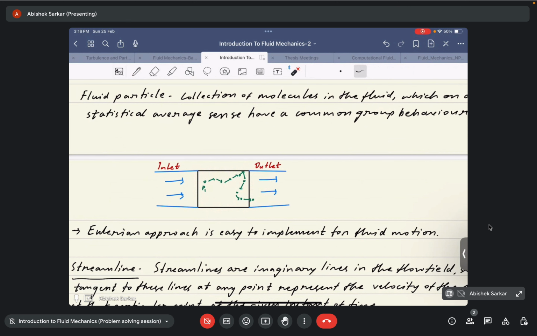Okay, so this interaction is then studied on a particle level, and the corresponding change because of these interactions is finally summed up, if possible, to find the net effect of these interactions on the variation of the flow parameters. Okay, so this is how the Lagrangian approach is followed.